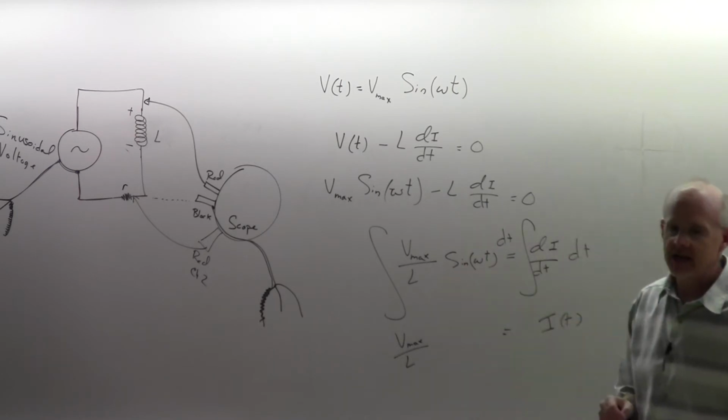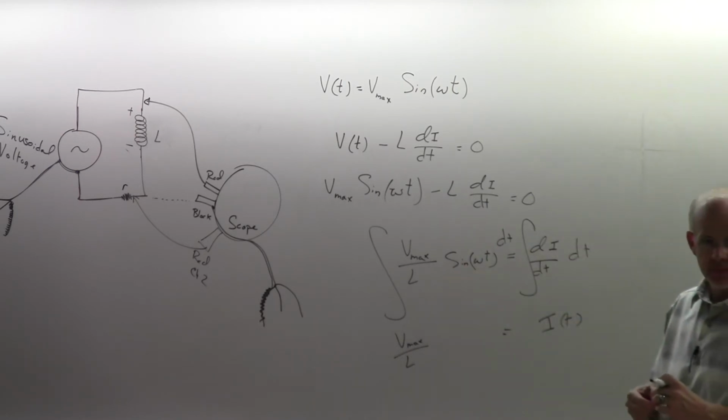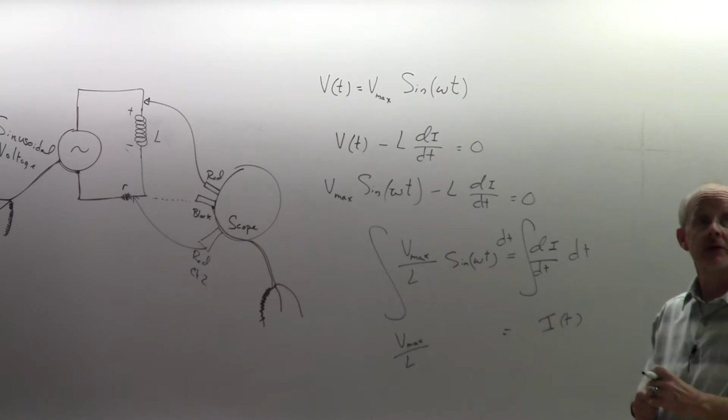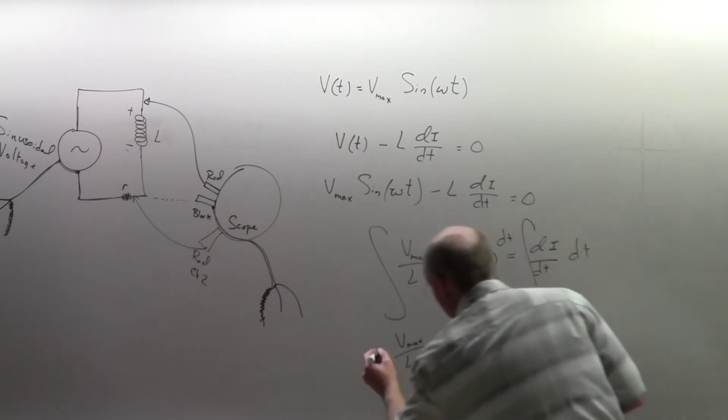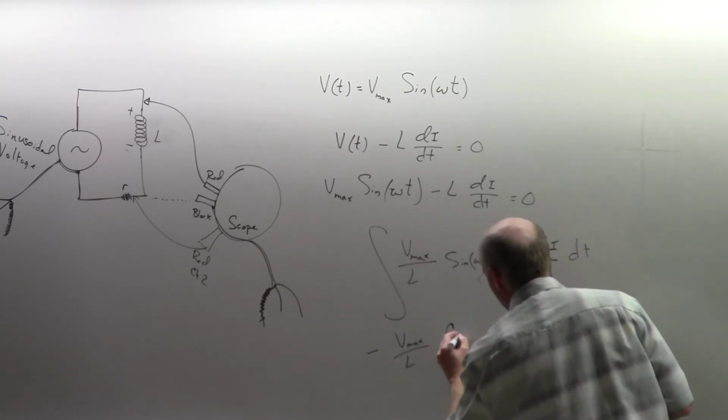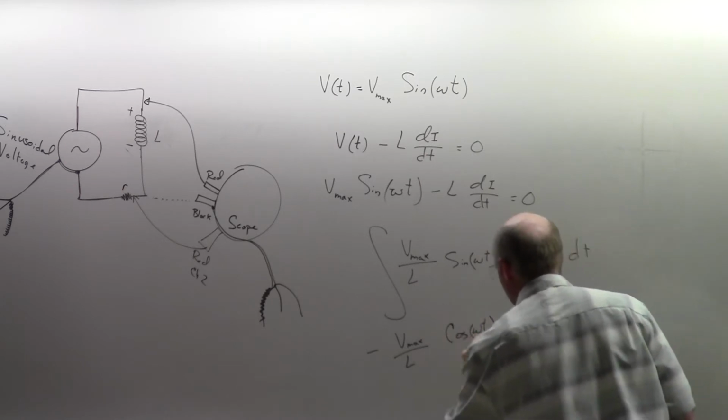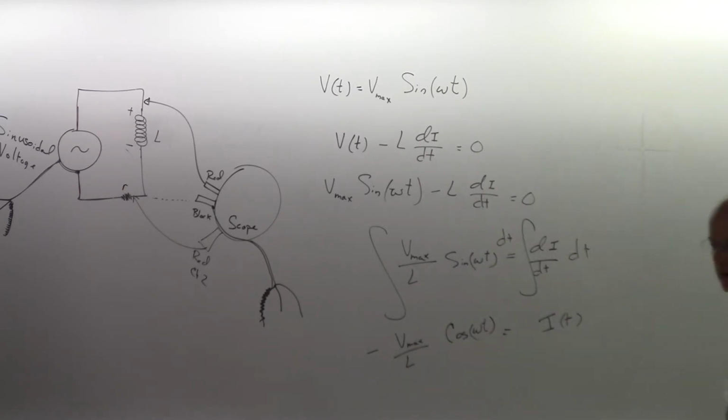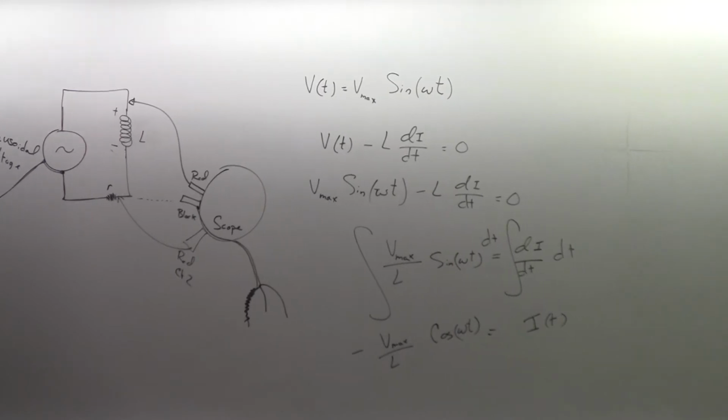What is the integral of a sine? Cosine or negative? Must be negative. Negative cosine omega t, over omega. Good.